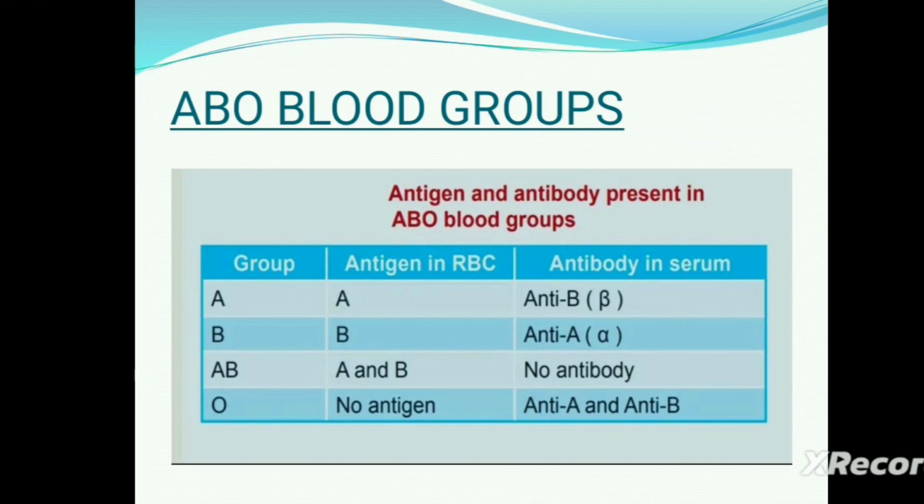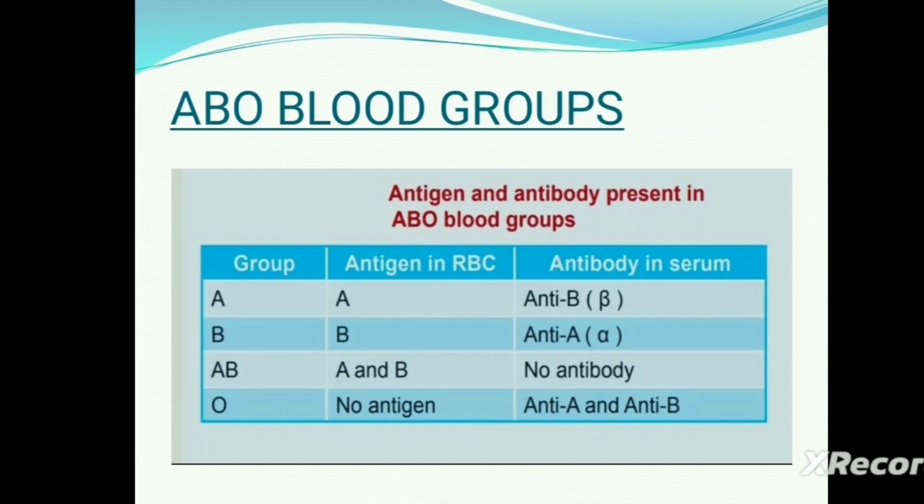ABO system includes the blood groups A, B, AB and O, in which we have the antigens A, B, A and B, and the blood group O has no antigen. Whereas for the antibodies, in blood group AB there is no antibody, whereas in blood group O, the antibodies are anti-A and anti-B. That is why blood group O is known as the universal donor, whereas blood group AB is known as universal recipient.